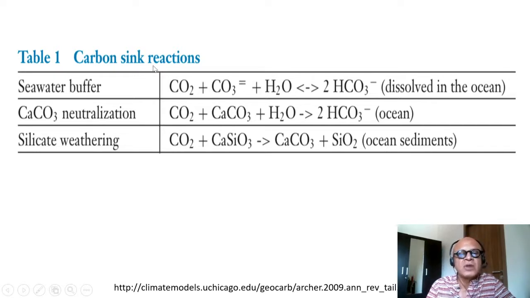Just to remind ourselves of the carbon sink reactions, of course, there is the seawater buffer: CO2 plus CO3 minus plus water gives us 2HCO3 minus dissolved in the ocean. Remember that there is much more, 100 times more HCO3 minus in the water than CO2, and 10 times more CO3 minus, but as we keep putting more CO2 into the ocean, it's going to keep consuming CO3 minus and cause acidification and dissolution of corals and other calcium carbonate forming organisms like coccoliths and forams and so on.